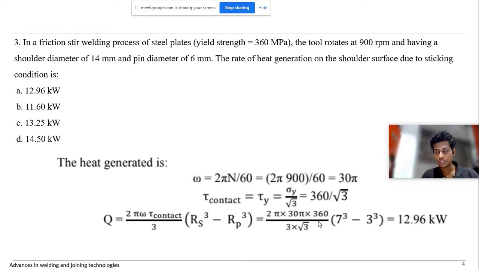Since we are using it in Newton per meter square, here also we should use the radius like that only. So finally, after substitution, we will get the solution as 12.96 kilowatt. So the answer is 3A. Okay, are there any queries? Okay, I will go for our next question.